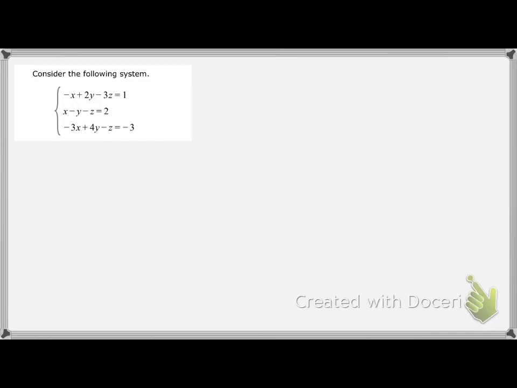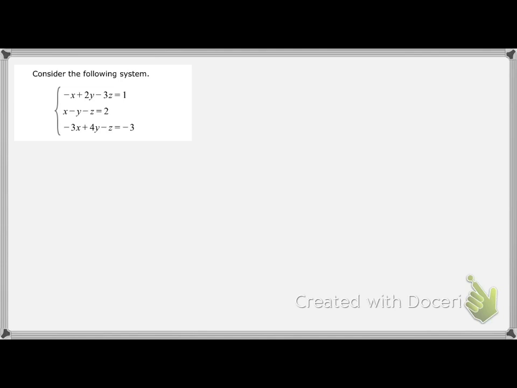In this video, we're going to solve a system of equations, a linear system with 3 variables and 3 equations. But in this case, we're not going to get a single solution. We're not going to get a unique solution.